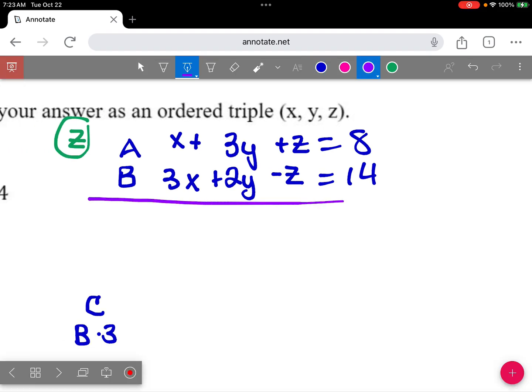And so I'm going to do this addition first, and we're going to add these two equations together. x plus 3x gives me 4x. 3y plus 2y gives me 5y. Z plus negative z, those cancel out. And then we have 8 plus 14, which gives me 22.